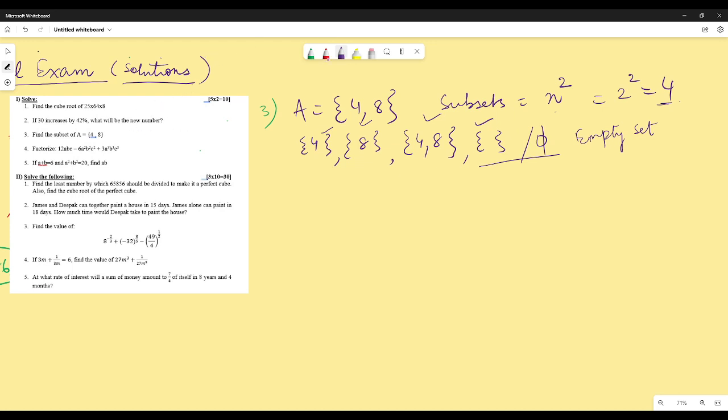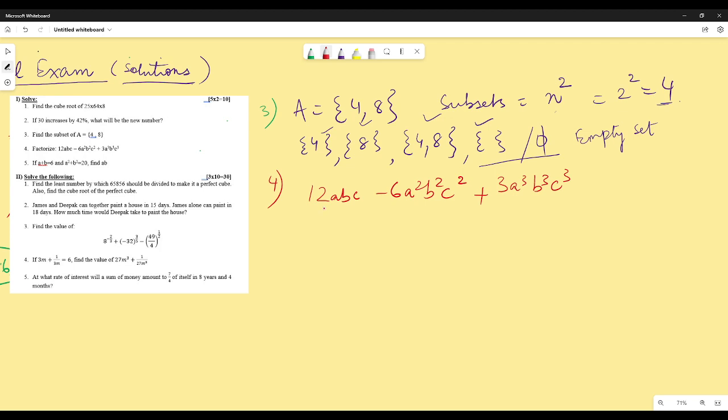Now let us look at question number 4. You are asked to factorize 12abc minus 6a square b square c square plus 3a cube b cube c cube. So you have to factorize this. It is the simplest of all factorizations, where you find the common factor.